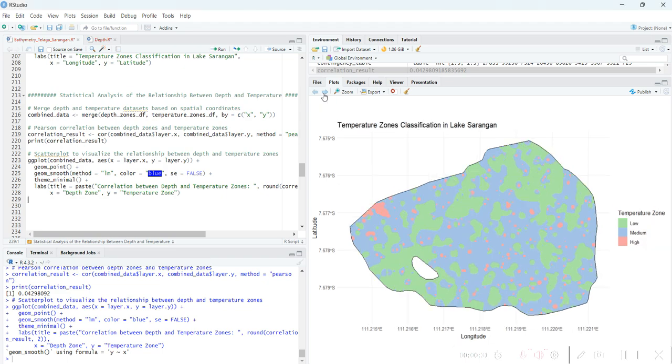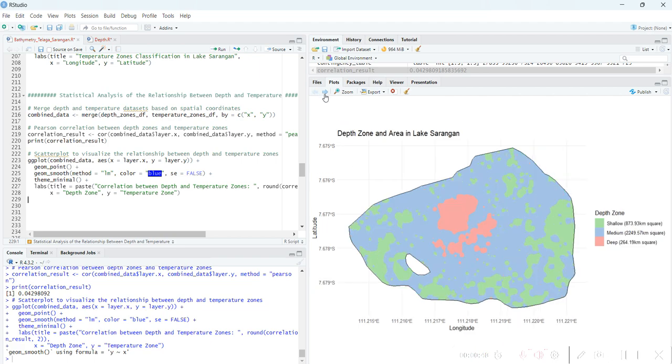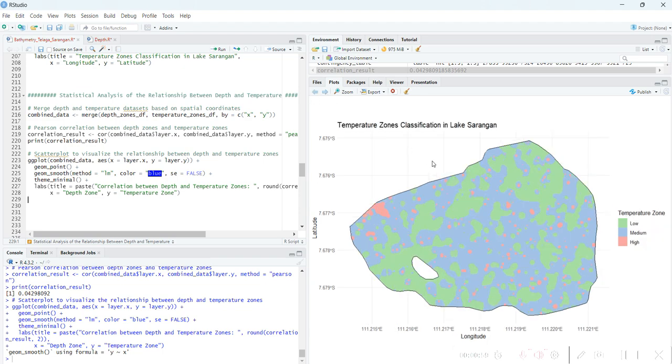And the next map shows the temperature cluster. These maps represent different zones within the lake, classified based on the depth and the temperature. They have similar clusters. They have three clusters. For the depth zones, they are shallow, medium, and deep. And for temperature, we have low, medium, and high.